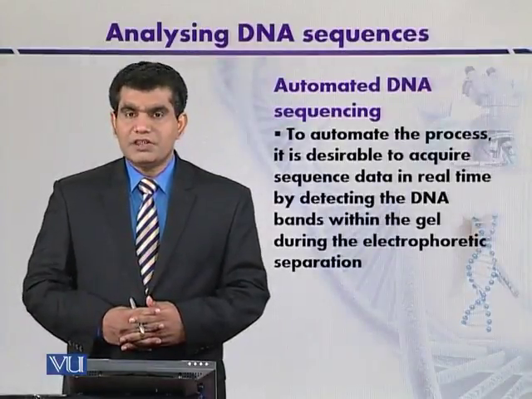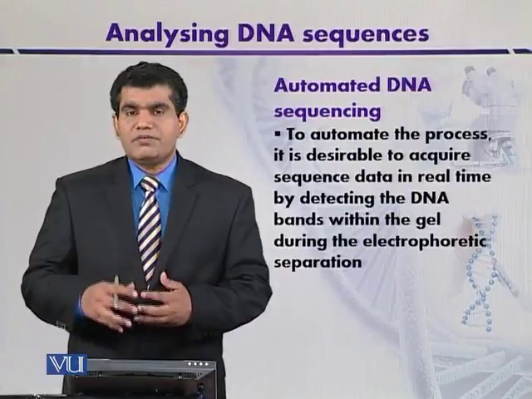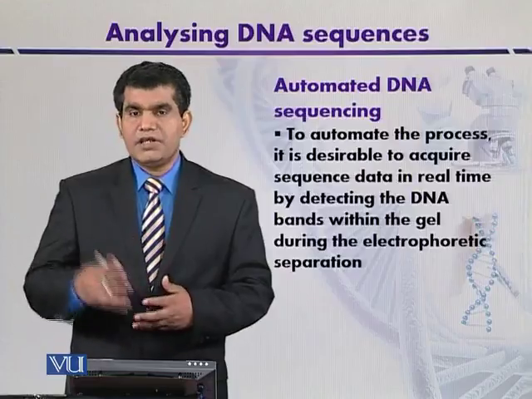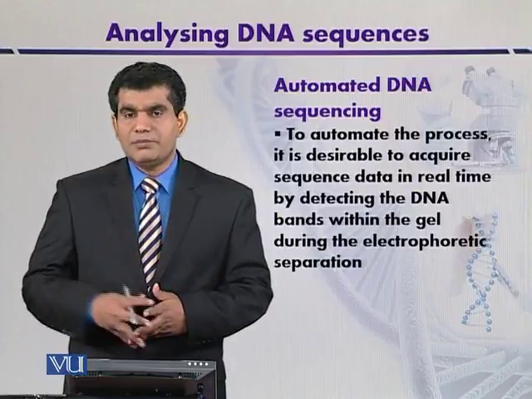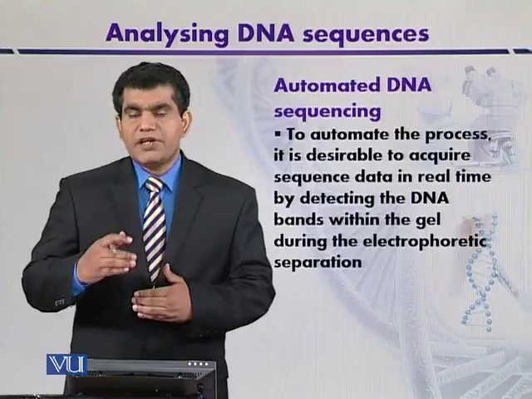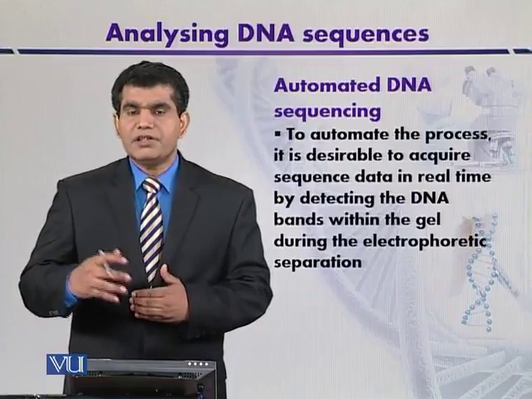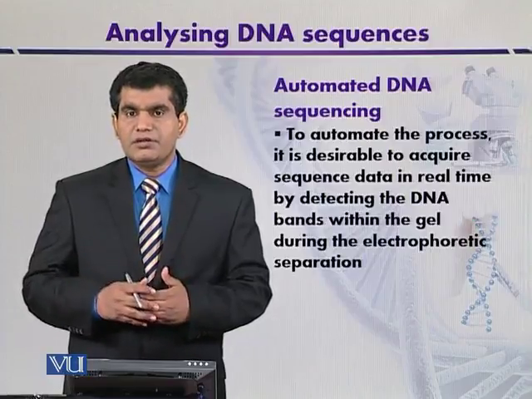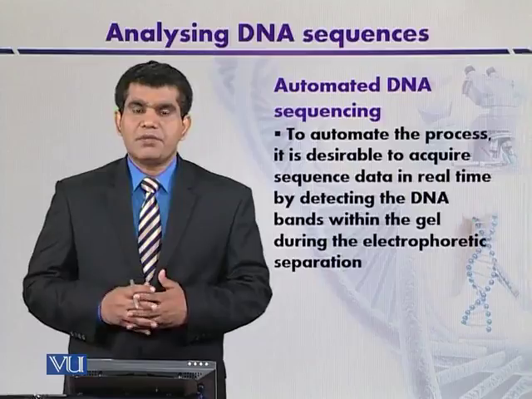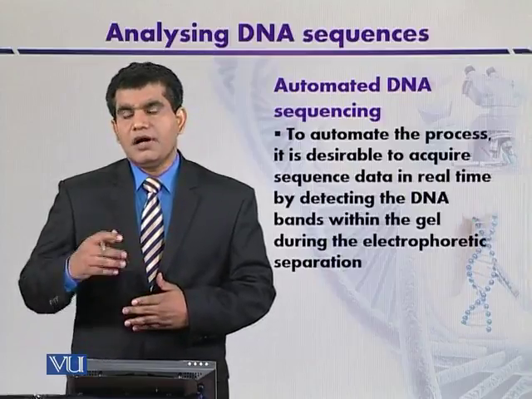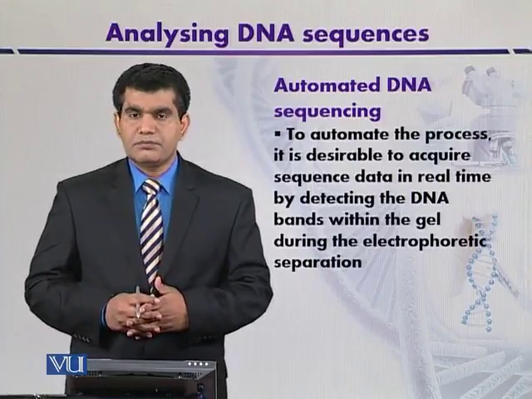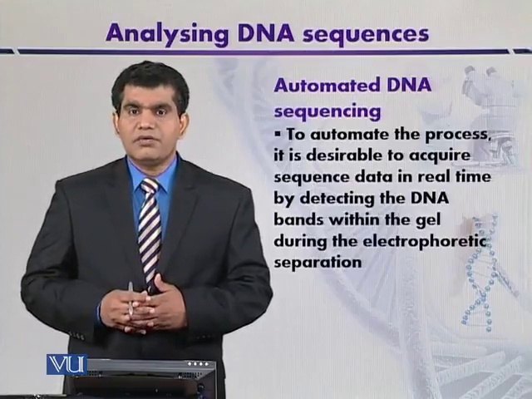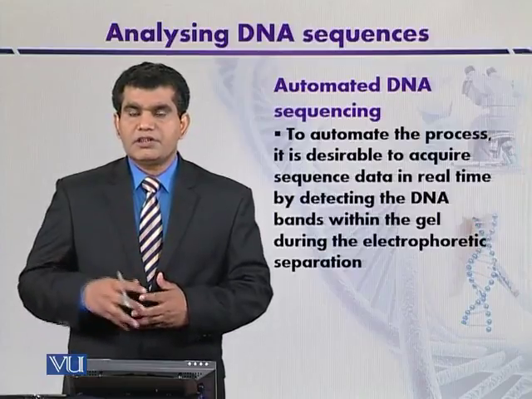Automated DNA sequencing. Now we have the idea that in manual sequencing, like in case of the chain termination method, the DNA fragments that are variable in their sizes are separated on agarose gel, and then the separated fragments are detected by autoradiography.